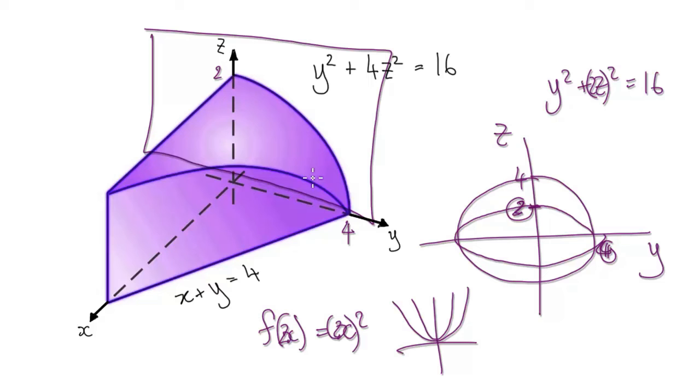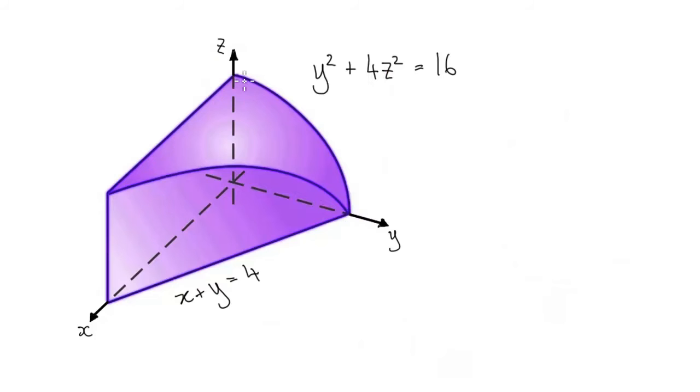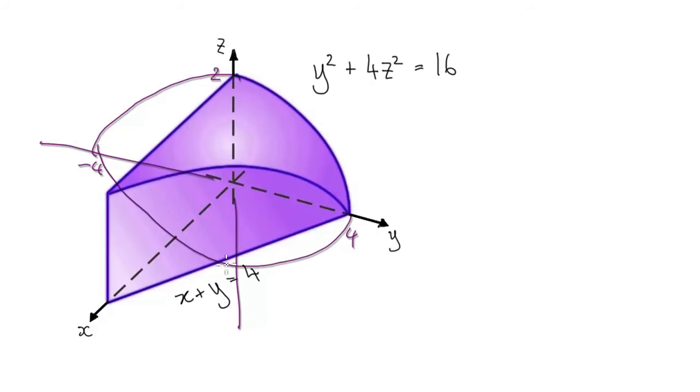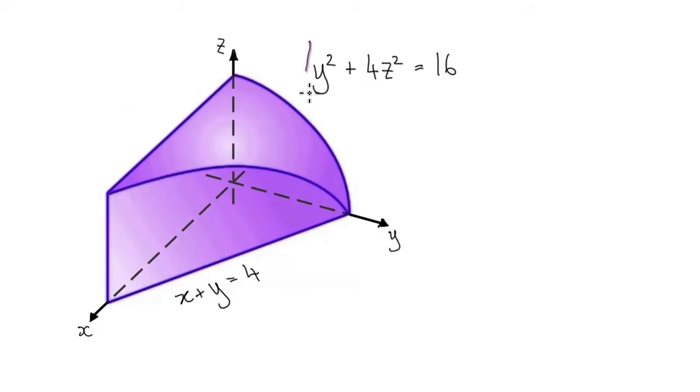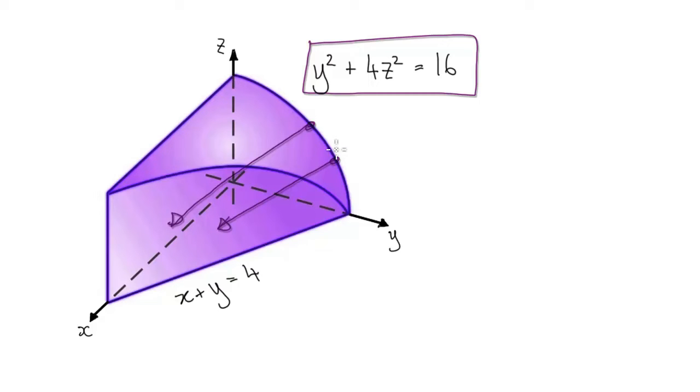Remember we're only concerned about the first octant of this solid. So if you imagine the y-axis and the z-axis, you've really got yourself an ellipse here. This would be -4, this would be -2, and this would be 4. The absence of an x in the first equation means you're going to get a trace in the x direction, so all these would be parallel to each other.